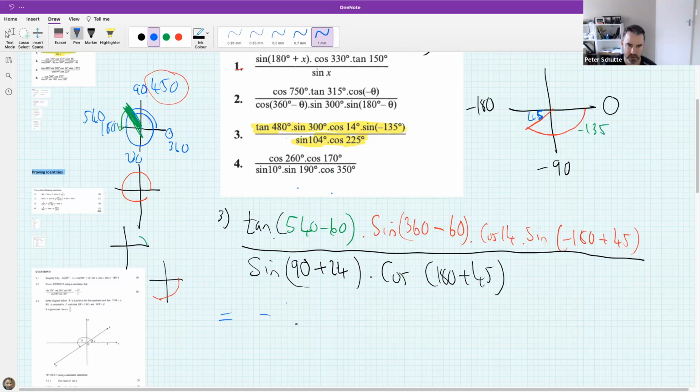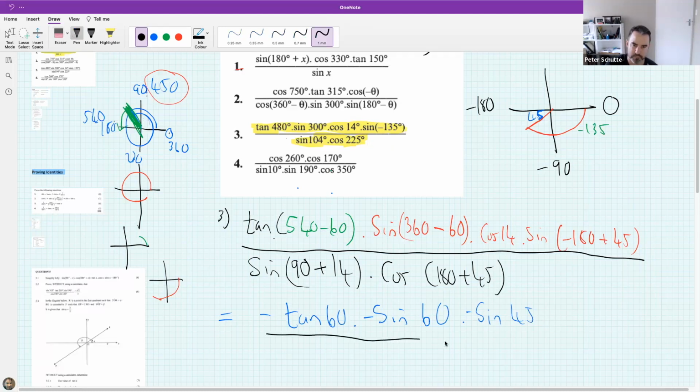So this is going to be minus tan 60. This is going to be minus sine 60. This is going to stay, because, oh, this should be 14. This should be 14, not 24. So that was my boo-boo there. This should be minus the sine of 45. Thanks, Nkosi. I see you picked that up before I did.